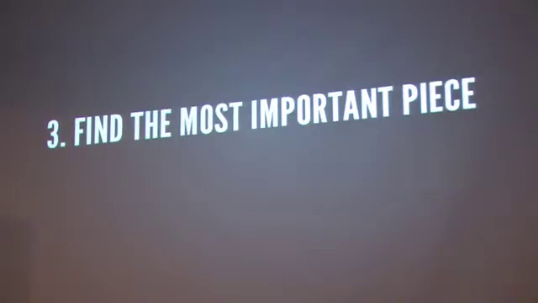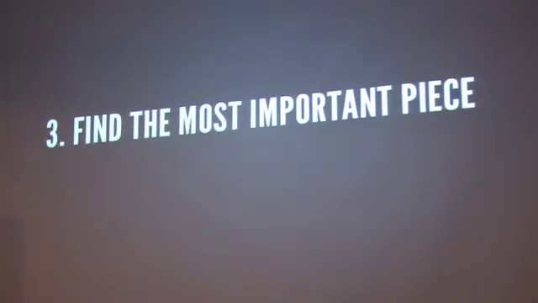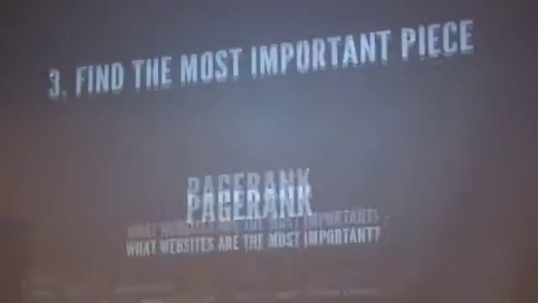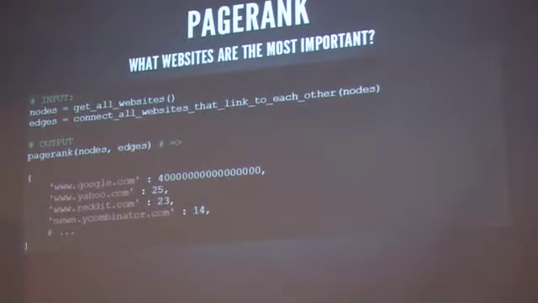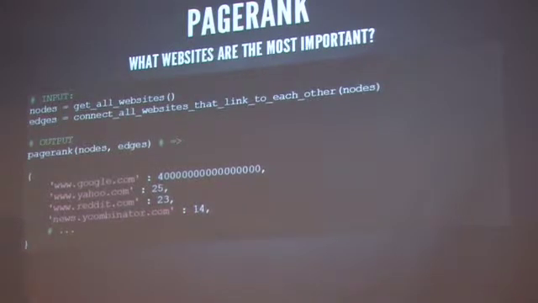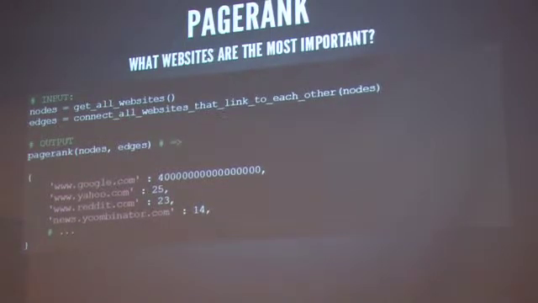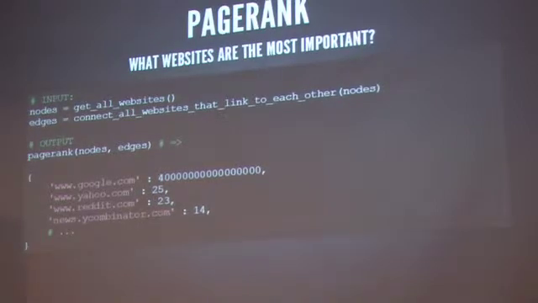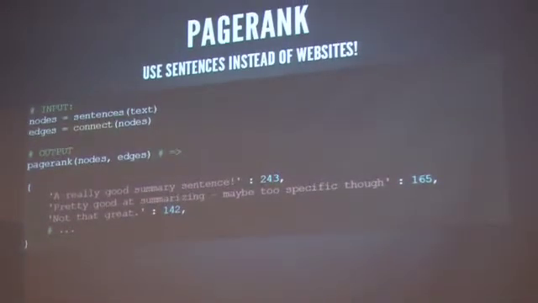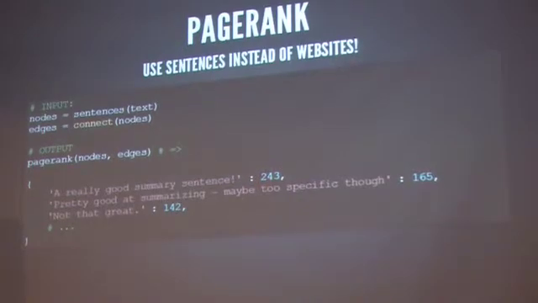Finally, from these sentences and their connections, we have to find the most important piece. And the way we do that is using an algorithm called PageRank. So PageRank is famous for being used by Google. And what they essentially use it for is to rank how important your page, your website, is. So they crawl the internet, they create this huge graph, they run PageRank, and they get some scores back for every website. The higher your score, the more important you are. So we're going to do the exact same thing, except instead of websites, we're going to use sentences.